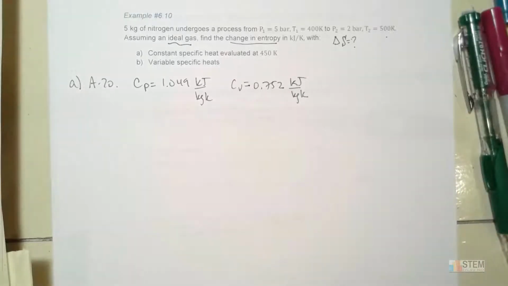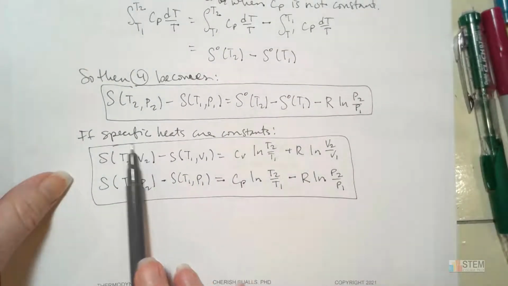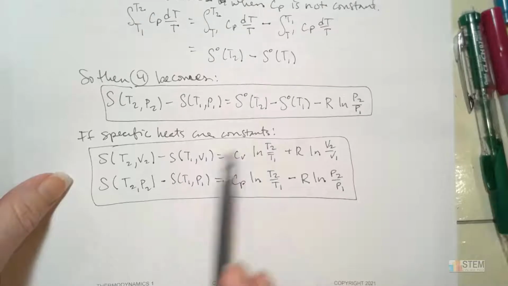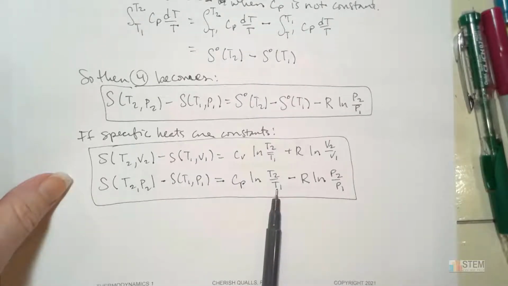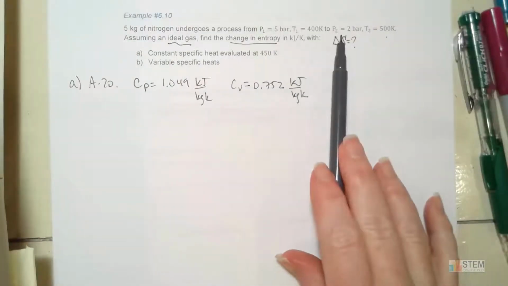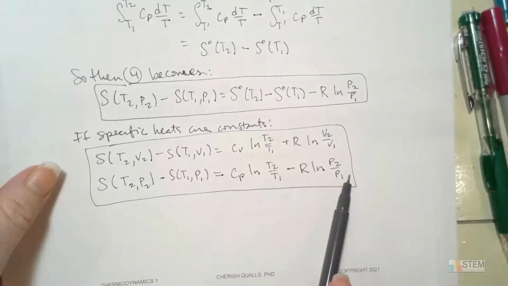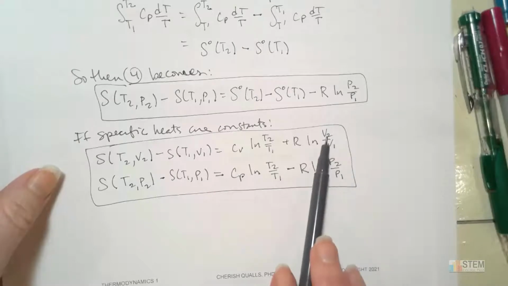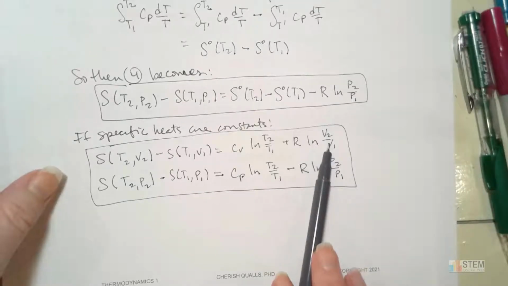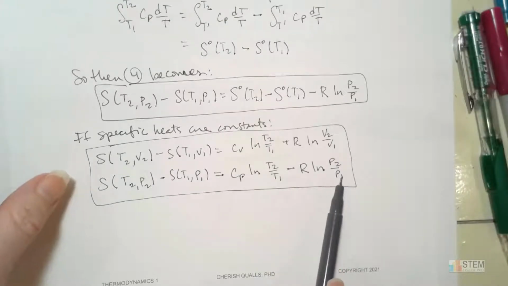Now, when we have a constant specific heat, remember we had an equation we could use. If we look back, this is what we had. We wrote down if specific heats are constant, then you had these choices in equations. So we need to figure out which one to use. Looking at the information that we have, I've got temperature and pressure at both states. So that means I want to use this second one, because this one up here had specific volume, and I'm not really told anything about specific volume. We do know pressures though. So let's use this second equation here.